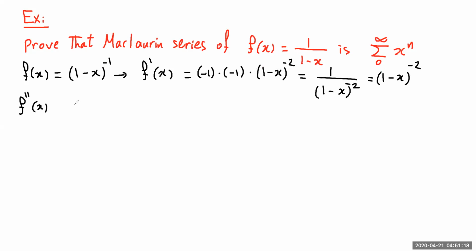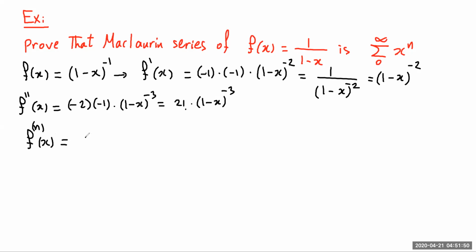Second derivative is also minus 2, the power here minus 2, times the derivative of 1 minus x, minus 1, times (1 minus x) power minus 3. So the final answer is 2 factorial times (1 minus x) power minus 3. If I continue like this, I will find that the derivative of order n of the function f is equal to n factorial times (1 minus x) power minus (n plus 1).